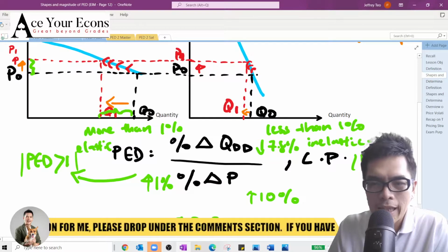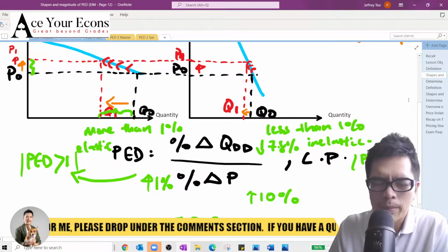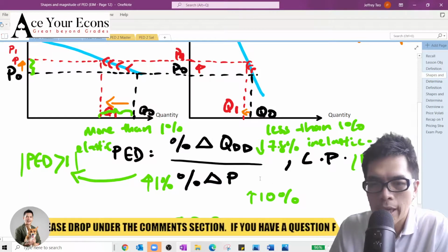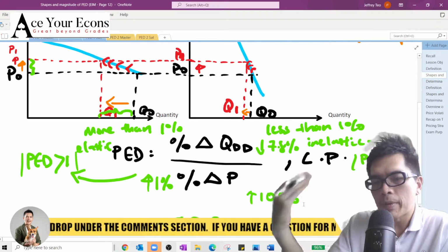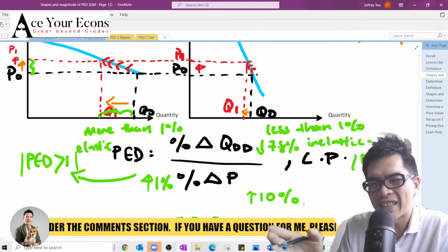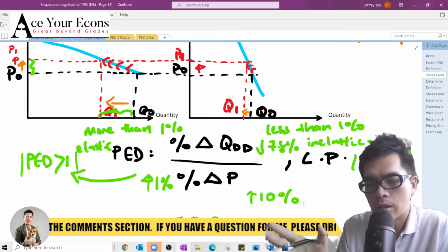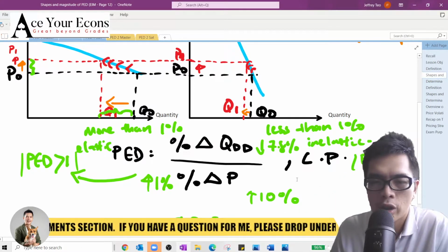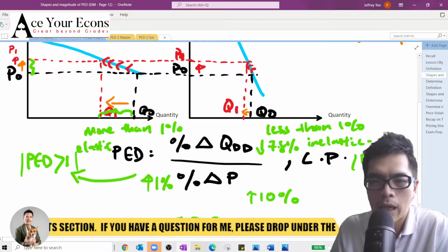Okay, so when it's lesser than 1, it simply tells you that it is inelastic. The example that we used last week was 10%, I believe. When there's a 10% increase in price, your quantity demanded will fall, let's say, 7.8. Yeah, so it is responding lesser to the initial price change. Therefore, it is price demand inelastic.